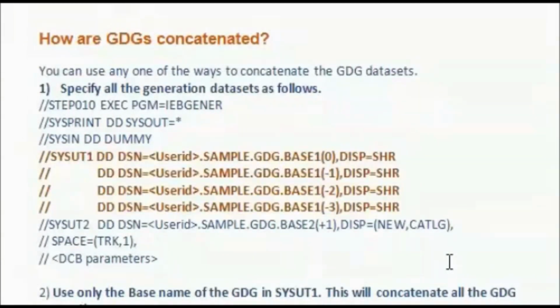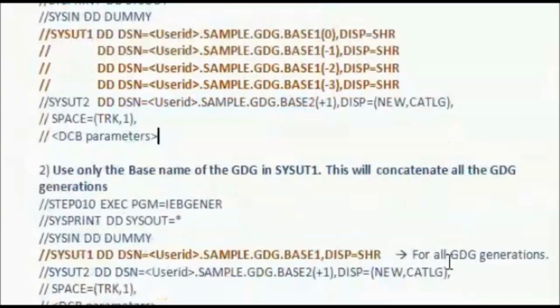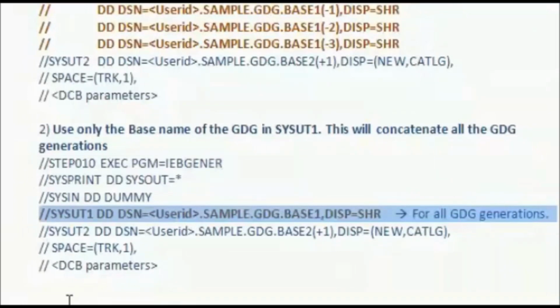This example is useful when you want to copy only a few generations, or specific generations, into the output file. When you want to copy all the generation files into a new file, then you can use the second example. You can simply give the GDG base name in the input dataset. So this will copy all the GDG generations into the output file.